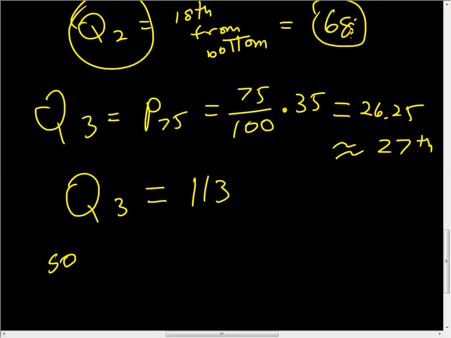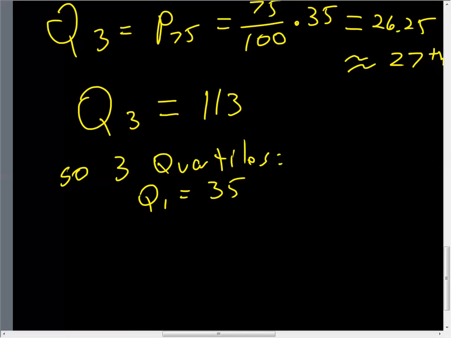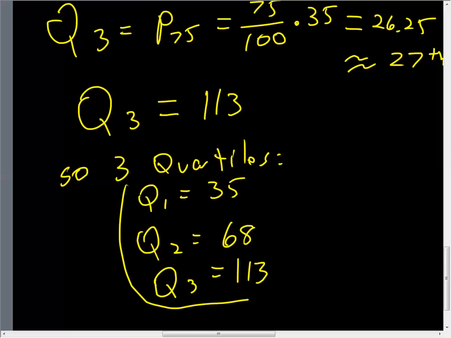So when I ask you for the 3 quartiles, you will respond Q1 equals 35, Q2 equals 68 in millions, and Q3 is 113 in millions. Okay, so we can find quartiles now as well.